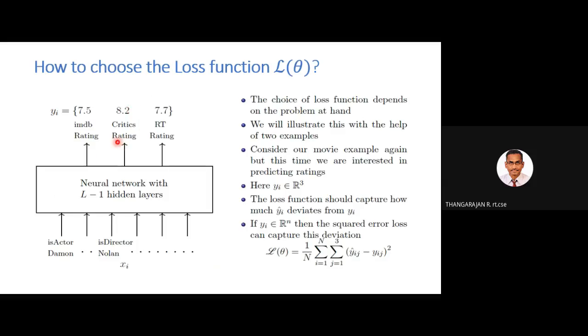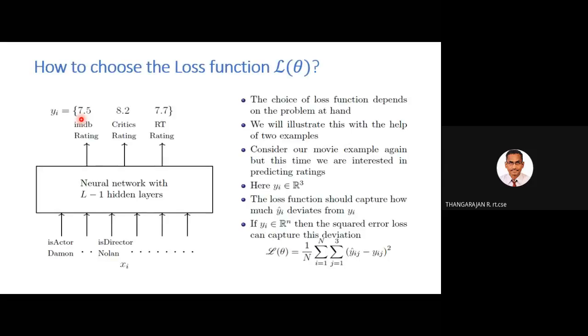But for this problem, this is movie rating, and the rating of the movie we always give as 7.5 or 8.2, so it's a real number. This is something like a prediction problem, or regression. Generally in machine learning we have two types of problems, classification and regression. When you talk about prediction, it is actually a regression problem where the output is going to be a real value.